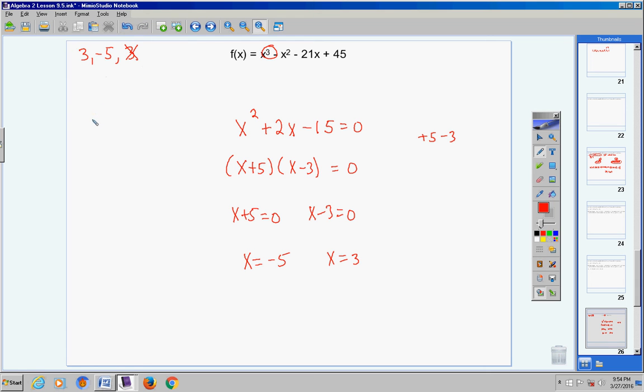3 and negative 5. So if you were to graph this, you would have an x-intercept at 3, and you would have an x-intercept at negative 5. Okay? Alright, we did it. Let's try some more of these, okay? We need to practice.